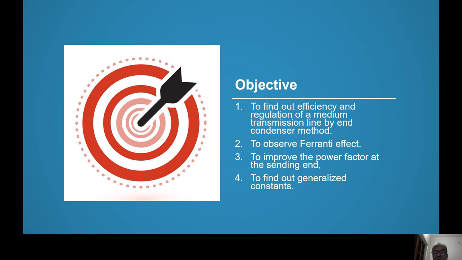And you have to improve the power factor at the sending end. I mean, this medium transmission line improves the power factor at the sending end. And how does it improve? That we would like to see. And we will find out the generalized line constants.